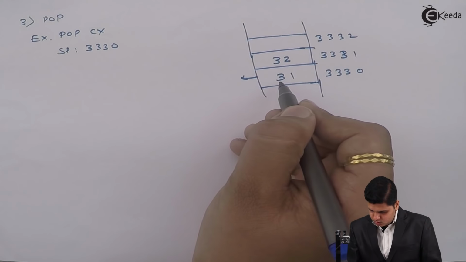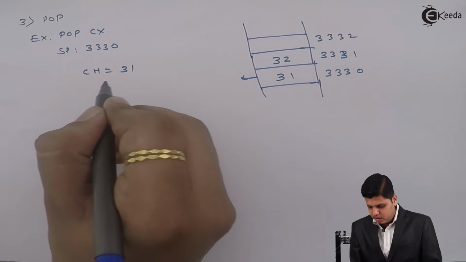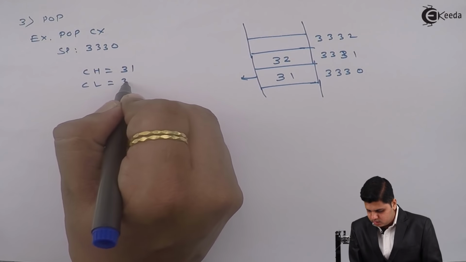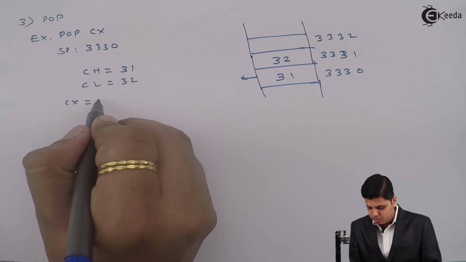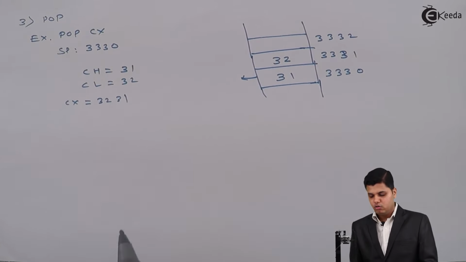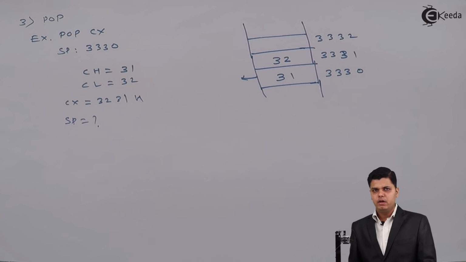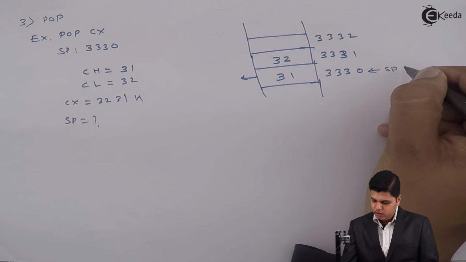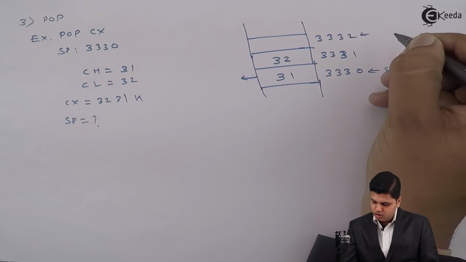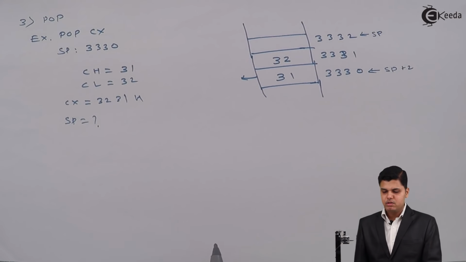So this value will go to the CH register, that is 31, and this value will go to the CL register, that is 32. So after execution of this instruction, that is POP CX, the contents of CX will be 32 and 31. Now what will be the contents of the stack pointer? The stack pointer will be incremented by 2. That means if the current stack pointer is 3330, it will be incremented by 2 and go to the next stack pointer, that is 3332. So this is what happens in the pop instruction. It is just the reverse of the push instruction.